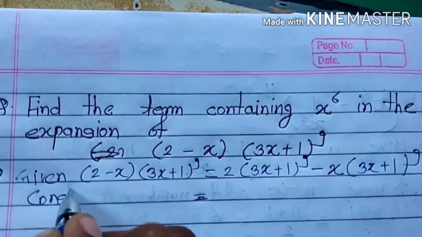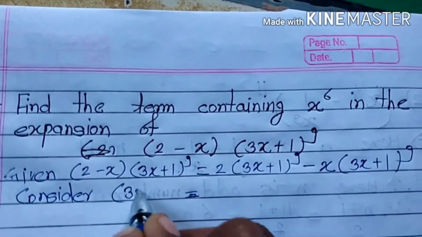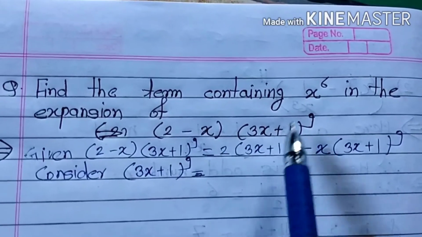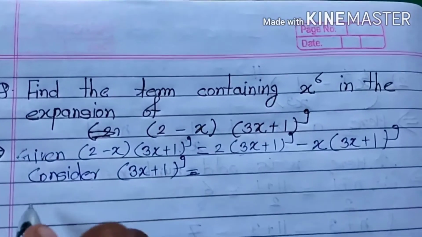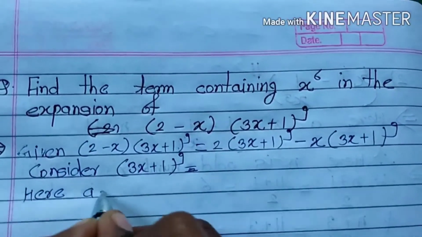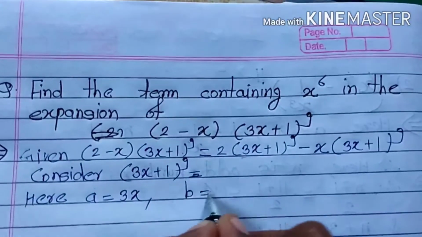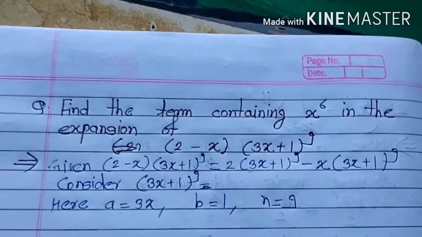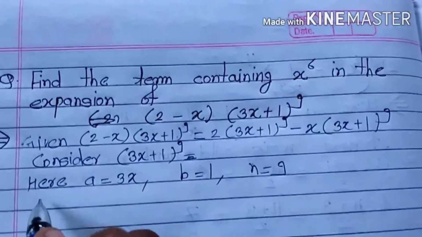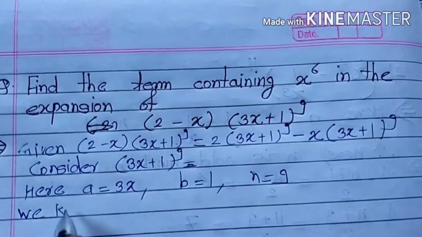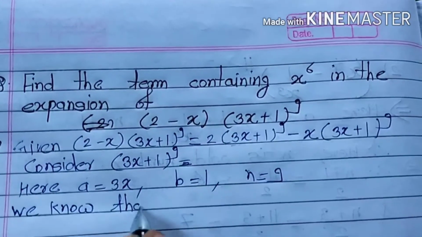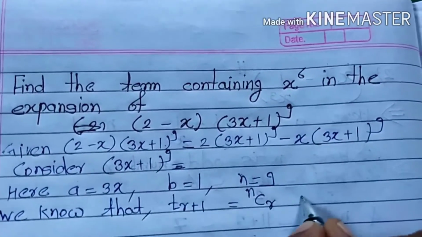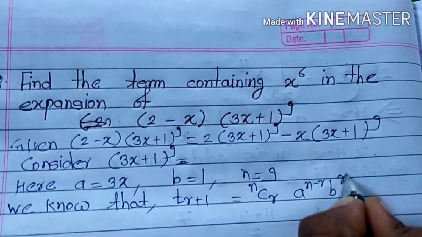Now first consider 3x plus 1 raised to 9. So here we find the term containing x raised to 6. Here a is equal to 3x, b is equal to 1, n is equal to 9. Now we know the formula for general term, so use the formula here. We know that T_{r+1} is equal to nCr a raised to n minus r b raised to r.